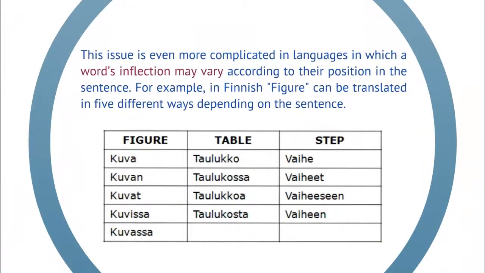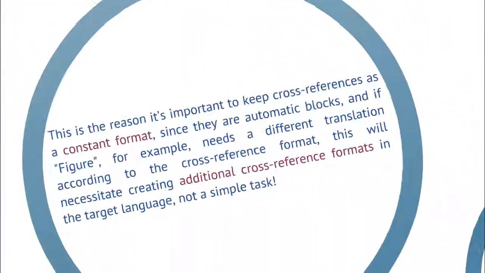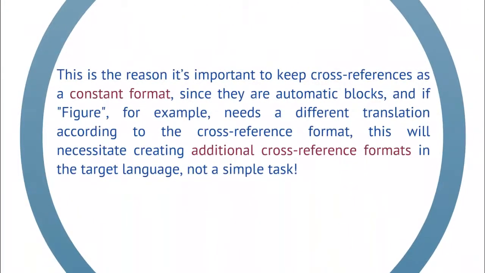The issue is even more complicated in languages in which a word's inflection may vary according to its position in the sentence. For example, in Finnish, figure can be translated in 5 different ways depending on the sentence. This is the reason it's important to keep cross-references as a constant format, since they are automatic blocks, and if figure, for example, needs a different translation according to the cross-reference format, this will necessitate creating additional cross-reference formats in the target language, not a simple task.